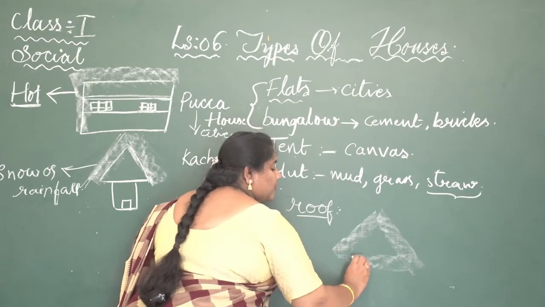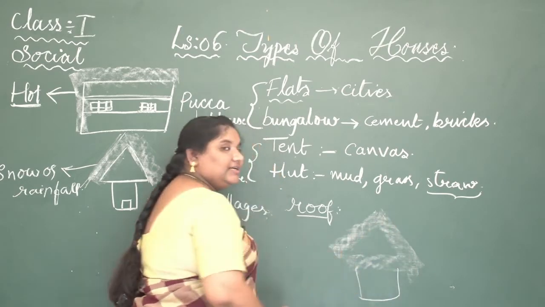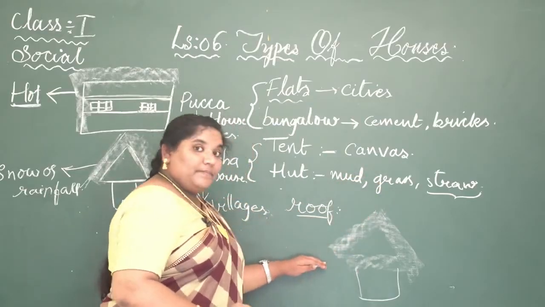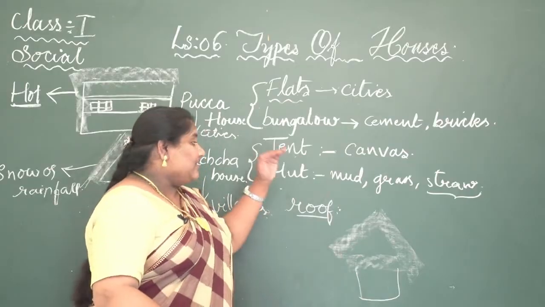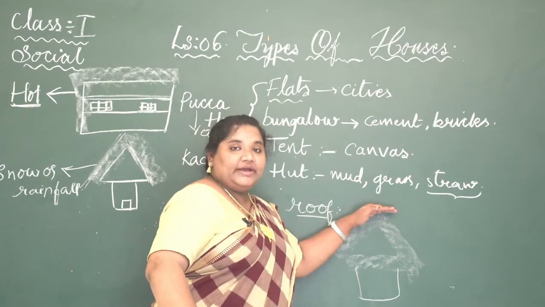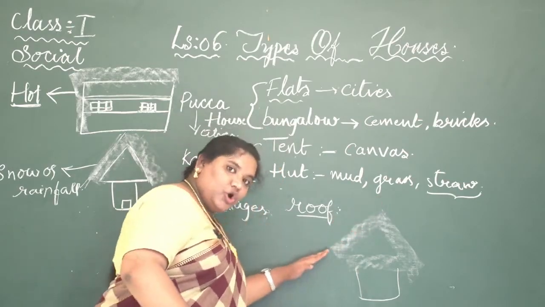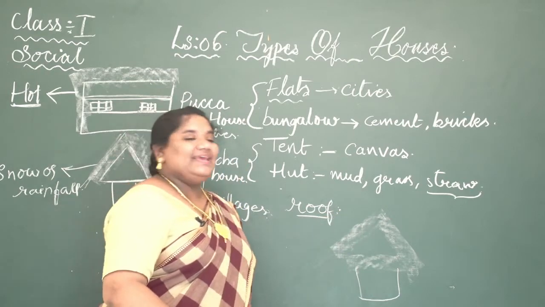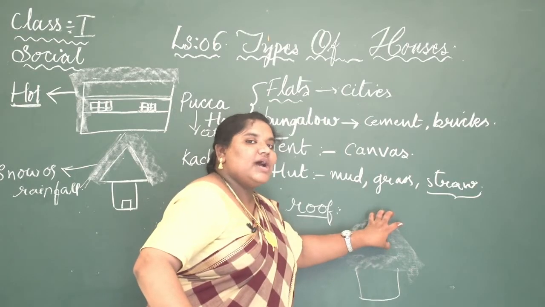Am I right? So why are the roofs sloping, sir, when huts are constructed using mud and straw? Why are they using a slope? Because it breaks down easily. Am I right? So when rainfall happens, the rain should not stay here. That is why they build the houses with a slope, where the rainwater flows down easily and cannot stay on the top of the house.